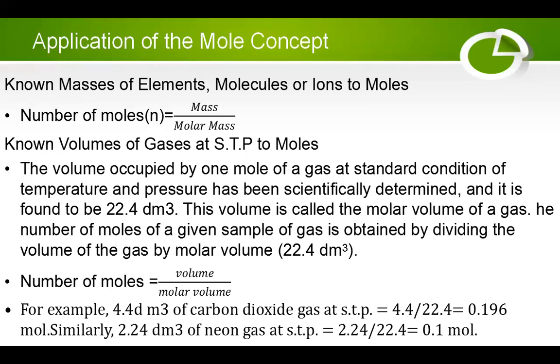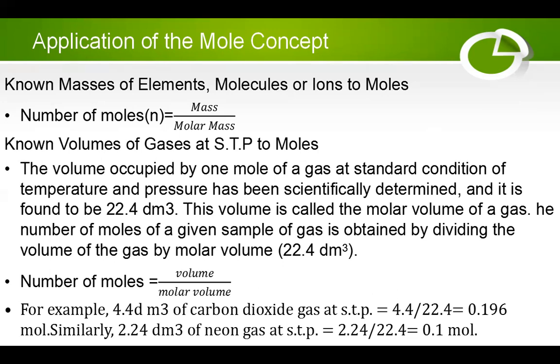Known volumes of gases at S.T.P to moles. First, you have to notice that the volume occupied by 1 mole of a gas at standard temperature and pressure, S.T.P, has been scientifically determined, and it is found to be 22.4 decimeter cubed. Now, this volume is called the molar volume of a gas. The number of moles of a given sample of a gas is obtained by dividing the volume of the gas by its molar volume, which is 22.4 decimeter cubed.